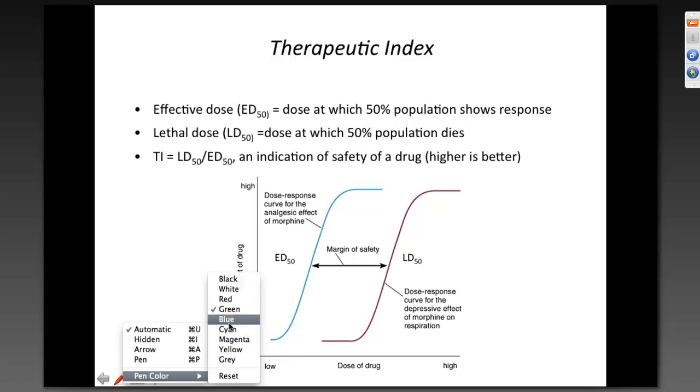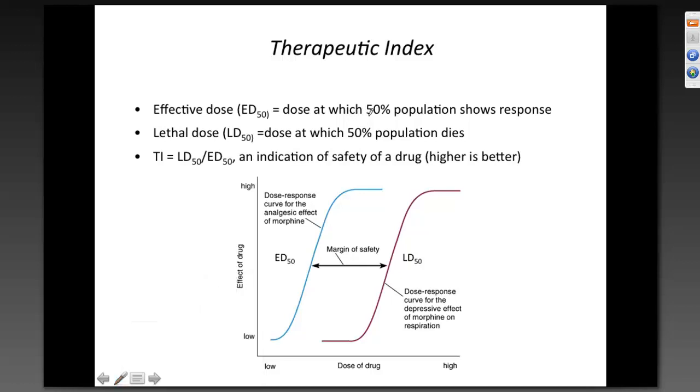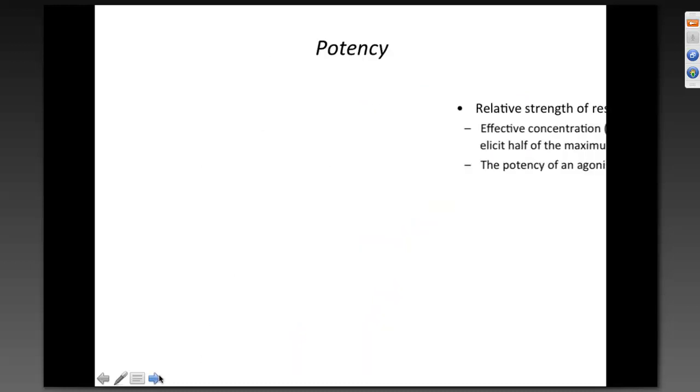On this one, when we did ED50, the half is the population, okay? ED50 is the dose at which half of the population shows a response, but they did not measure the response. They didn't say half a response or a full response. That part was left open. So effective dose, 50% of the population.